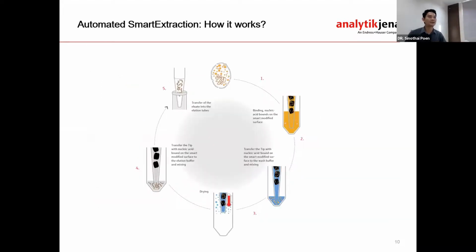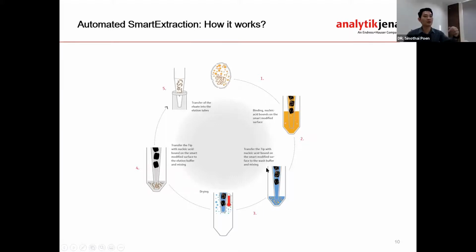How does automated smart extraction work? Instead of using smart modified material in the tube, we put the smart modified material in the pipetting tips of the robot, the liquid handling robot. And then the robot will complete the extraction task. In brief, during binding, the robot will bring the tip containing smart modified material to the lysed sample and then perform pipetting up and down to allow DNA present to bind to the smart modified surface.